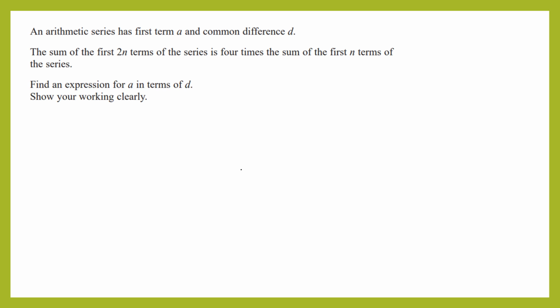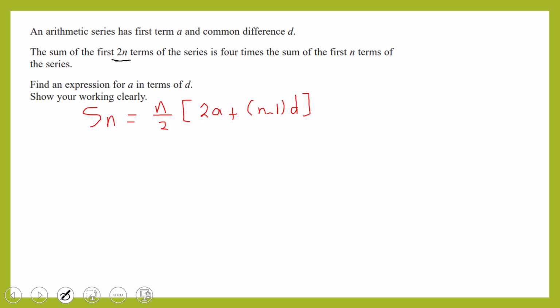So 2n means each n in the main formula would be replaced by 2n. Let's use the first formula, which is Sn. Suppose Sn equals n over 2. This is the original formula, and here we have 2a plus n minus 1 multiplied by d. But here I will use 2n instead of n.